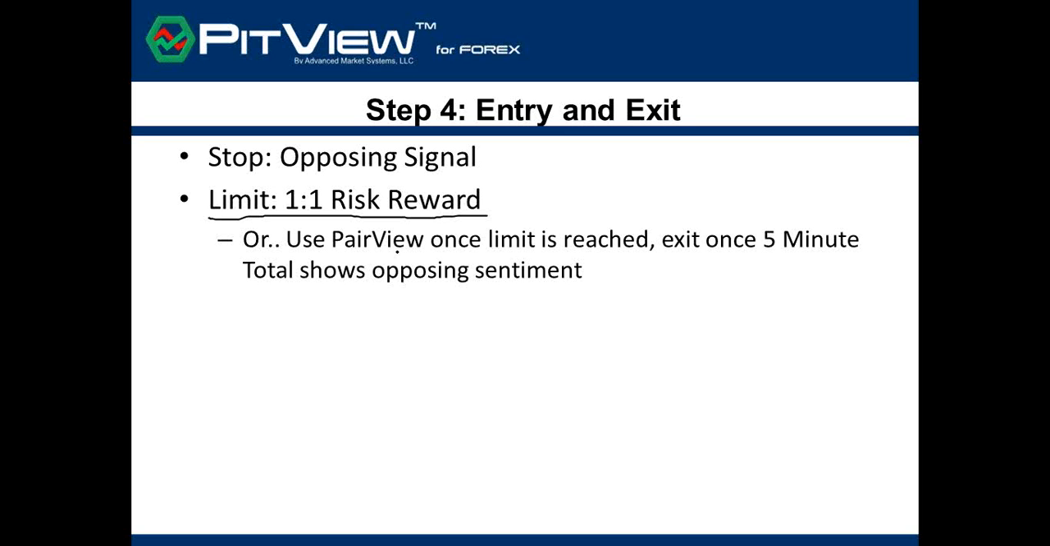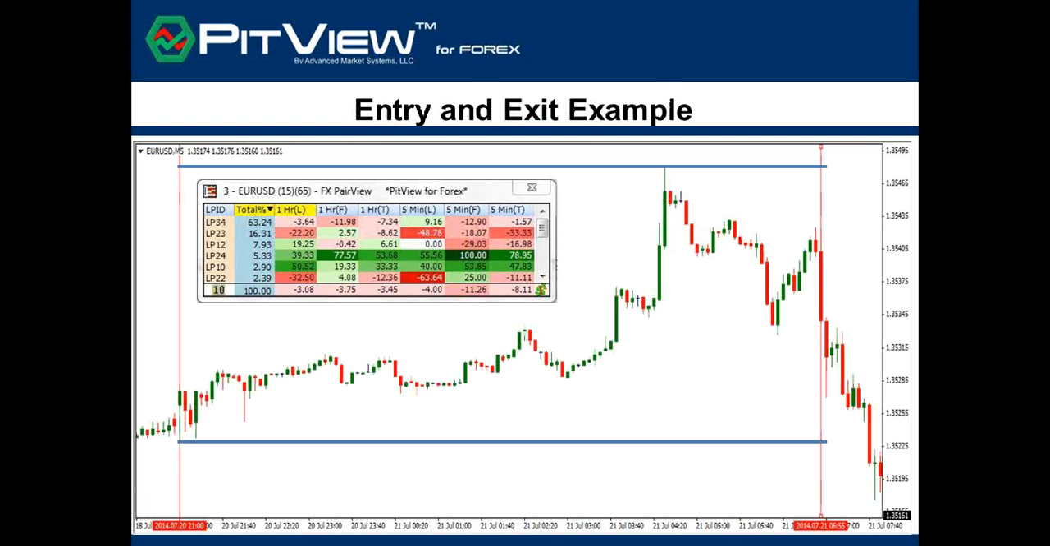And this is discretionary. This is just a way that you can manage the trade to try to get a little bit better reward. But if you see the same thing screaming down and PairView matches up with it, you can also wait till the 5-minute total shows the opposing sentiment, the opposing imbalance prices. I can show you a little bit of how that works here in just a second.